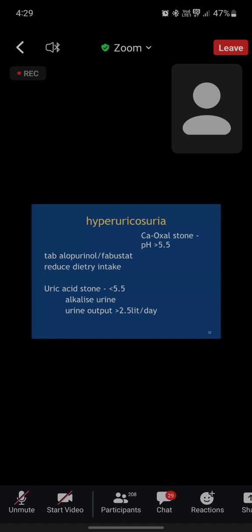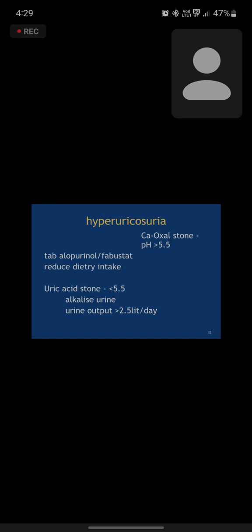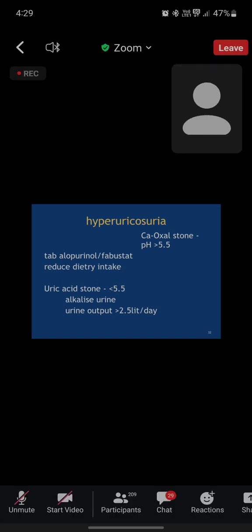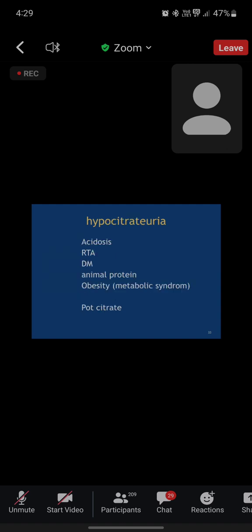If pH of urine is less than 5.5, mostly these are uric acid stones. The main treatment of uric acid stone, this is the only stone which dissolves with medical treatment, is alkalinization of urine with potassium citrate or sodium citrate, or what we give as Cital syrup, or sodium bicarbonate, to make the pH more than 6.5 and increase urine output to more than 2.5 liters per day.